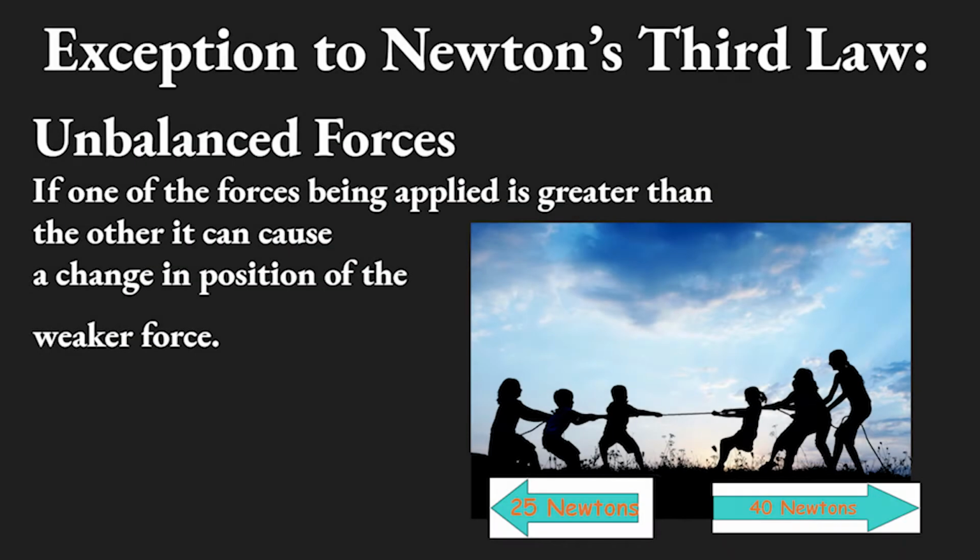There are obvious exceptions to Newton's third law, and you probably could have guessed this, and they're called unbalanced forces. If one of the forces being applied is greater than the other, it can cause a change in position of the weaker force. Let's go back to our tug-of-war game going on. If one side is applying 40 newtons of force, and the other side's only applying 25, which group is going to pull?